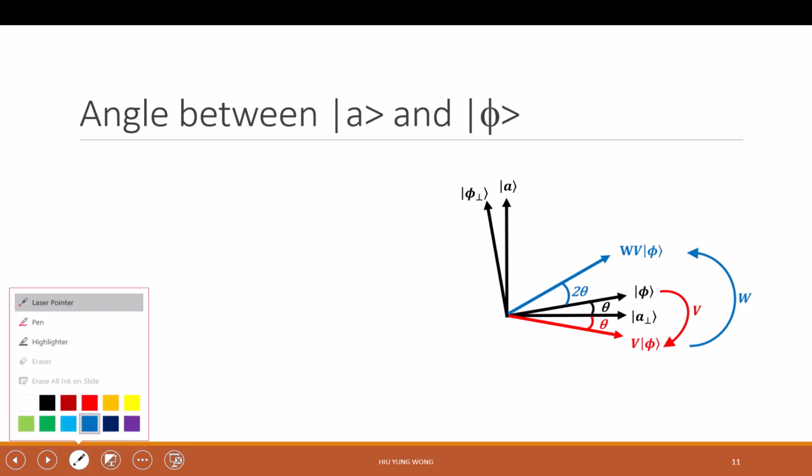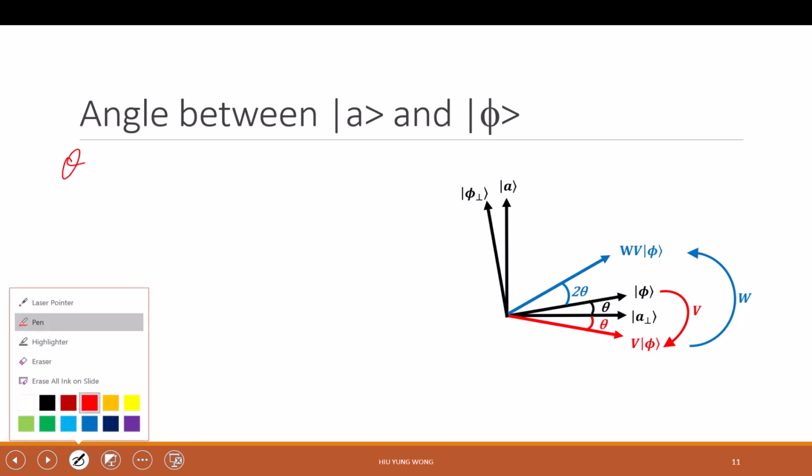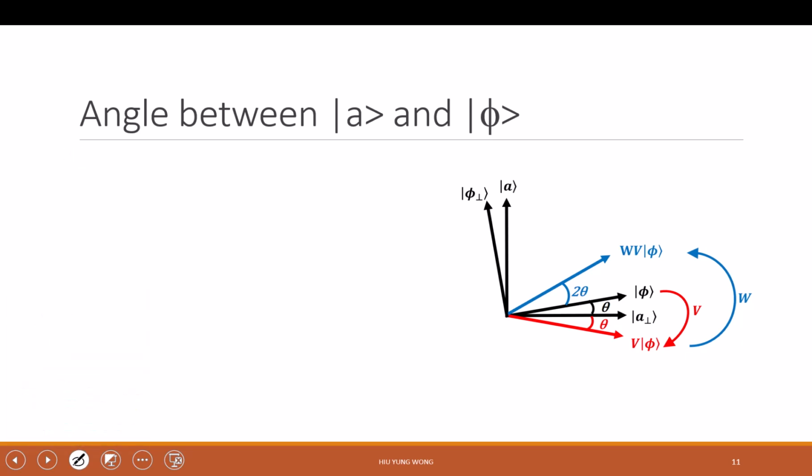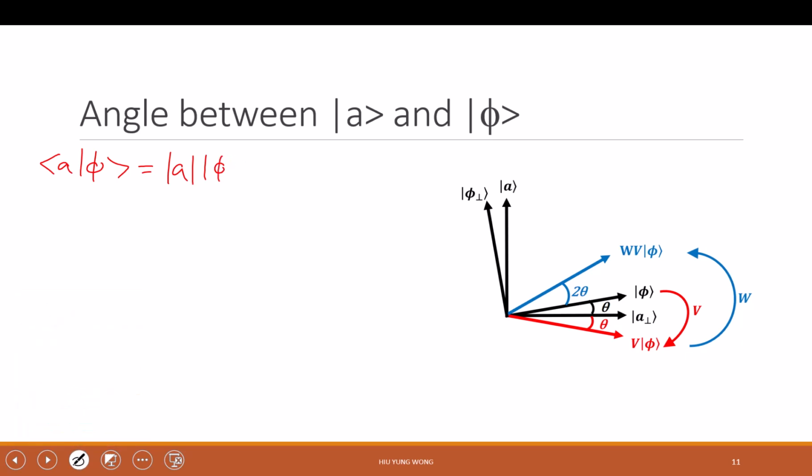So let's take a look. What is theta? Theta is related to the inner product of A and phi. So A inner product phi, this is a 2D plane, right? Because it's 2D, it's basically the magnitude of A, magnitude of phi, times what? Do you remember? What is the inner product? Cosine theta. Very good. And what are the magnitudes of A and phi? They are all one. Good.